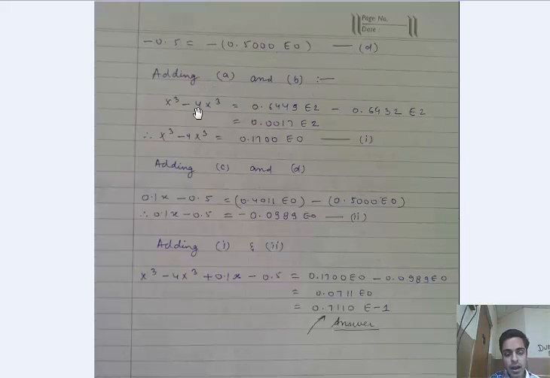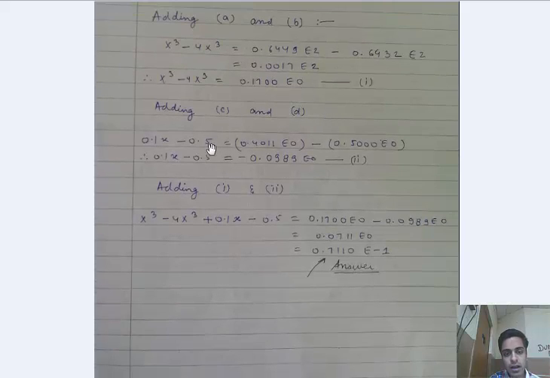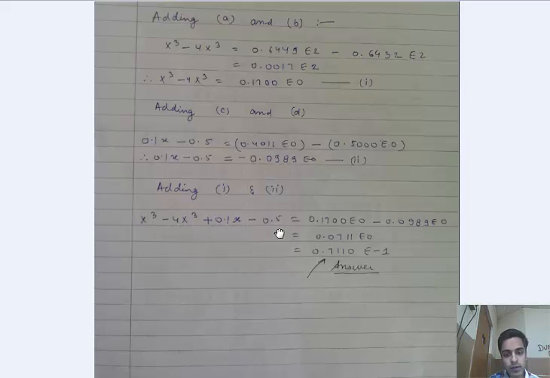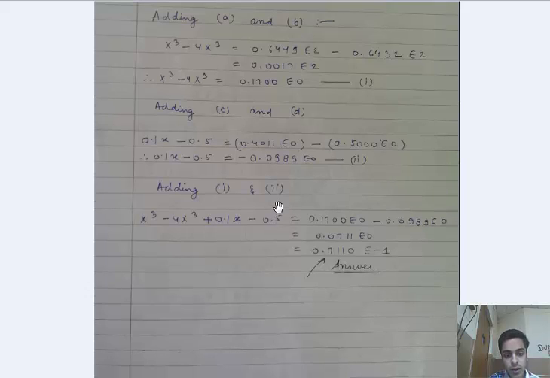Adding A and B, x cube minus 4x square is coming out to be 0.1700 e0, which is our equation number 1. And adding C and D, we will get 0.1x minus 0.5, which is minus 0.0989 e0, which is equation number 2. Adding 1 and 2, the value of our polynomial is coming out to be 0.7110 e-1. You can see the calculations.